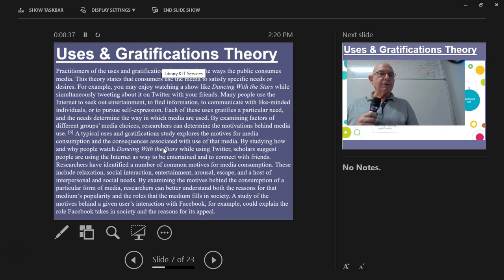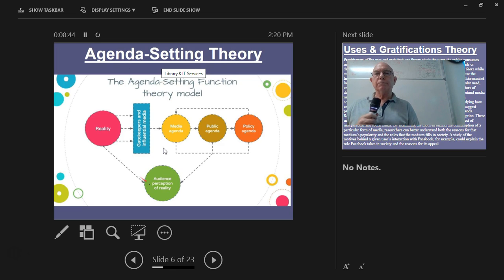The uses and gratifications theory, again, takes a look at it from the public's perspective. The agenda setting looks mostly at the media, and to some degree, it has been suggested by the textbook that it considers the public as being affected and not necessarily affecting the process. But in this model, if you consider the public, the opinion leaders and so forth, then that can be included in the agenda setting theory.